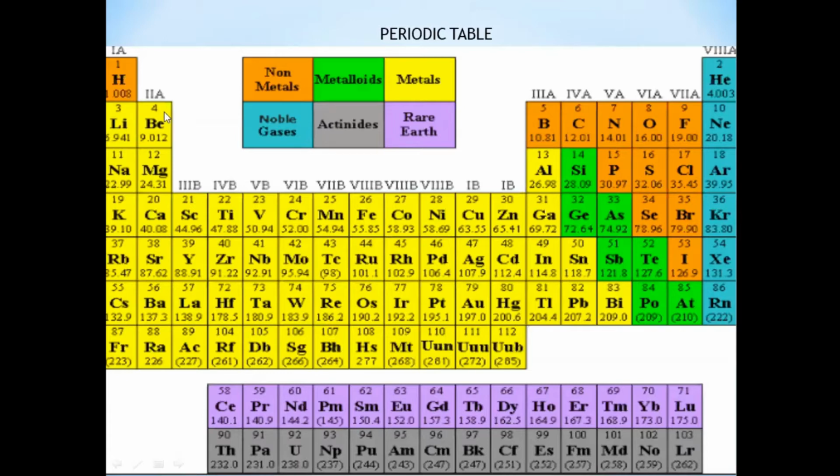If I say group 2, they will have 2 valence electrons. Likewise, group 18 will have 8 valence electrons in the outermost shell, which makes an element stable. Therefore, they are not reactive. Other elements are going to react with different elements to attain the stability of these noble gas elements.